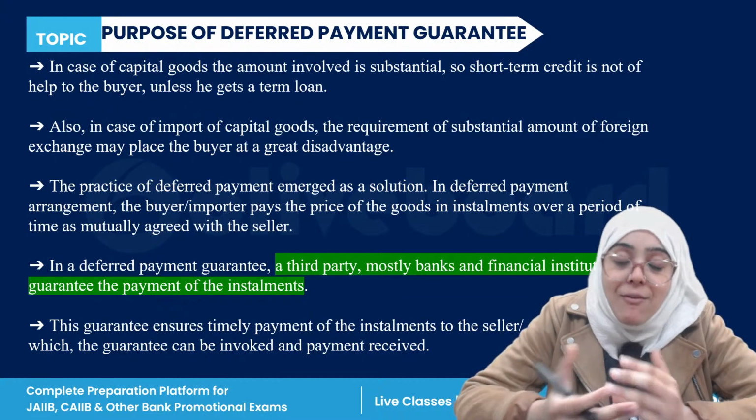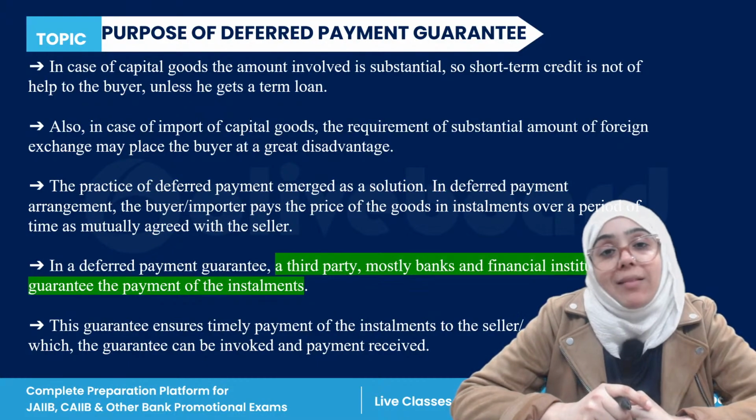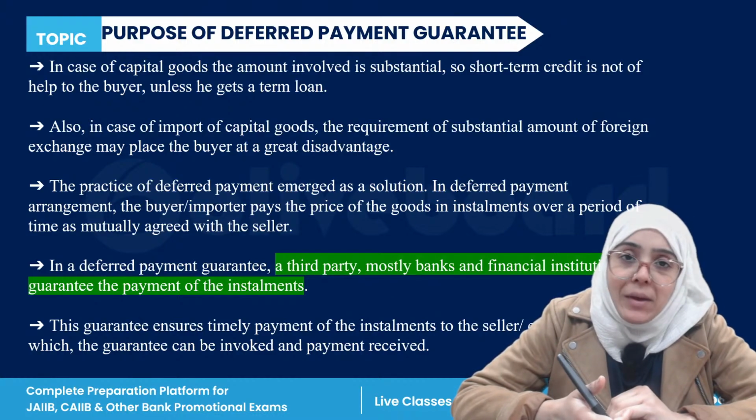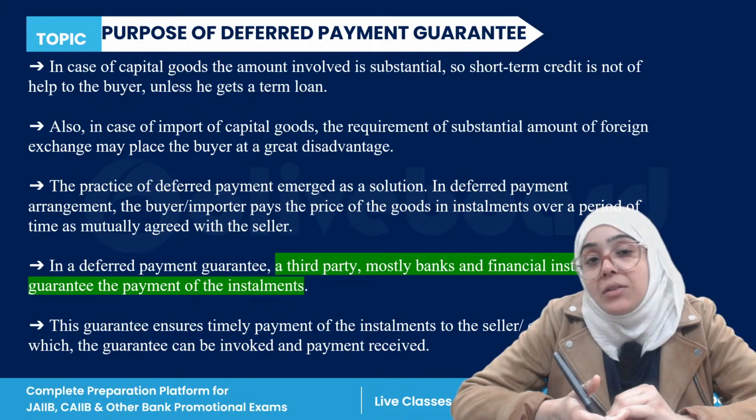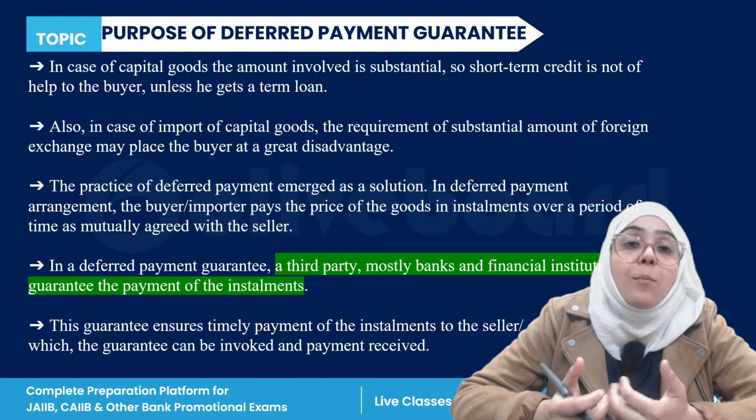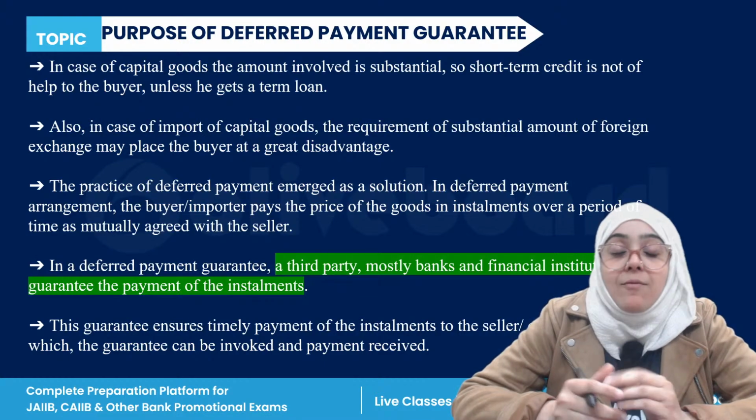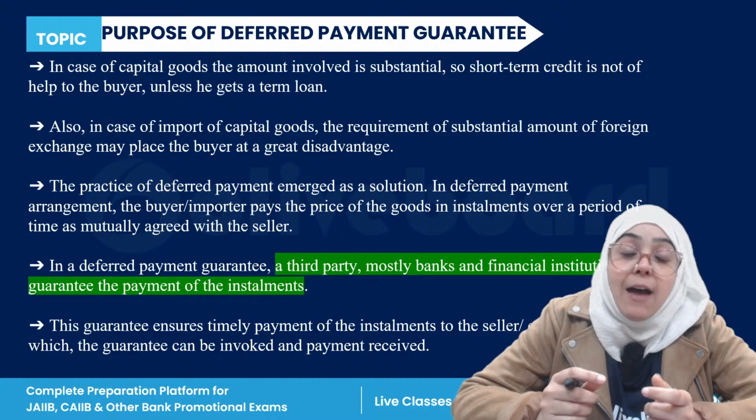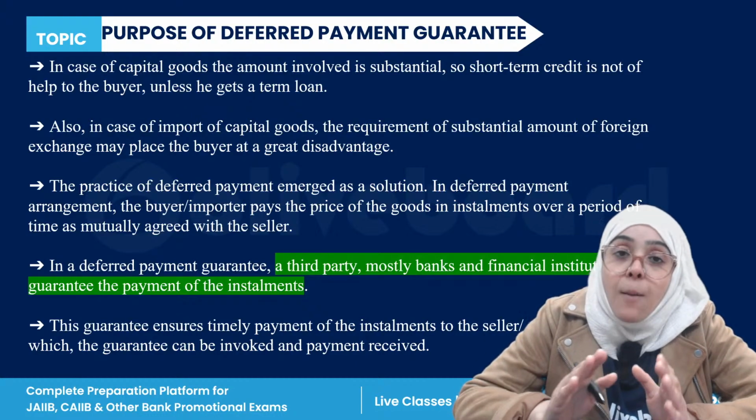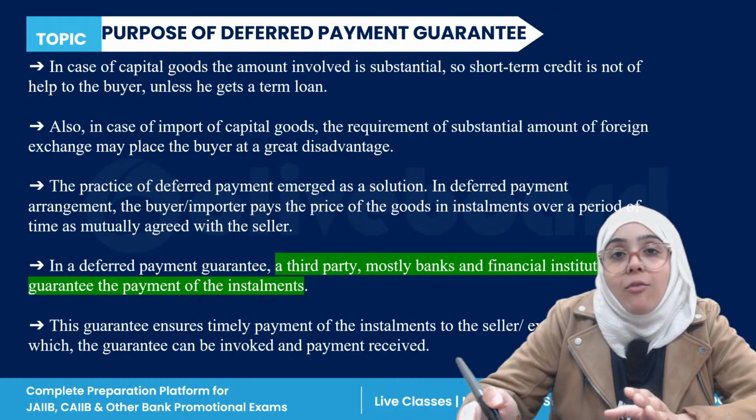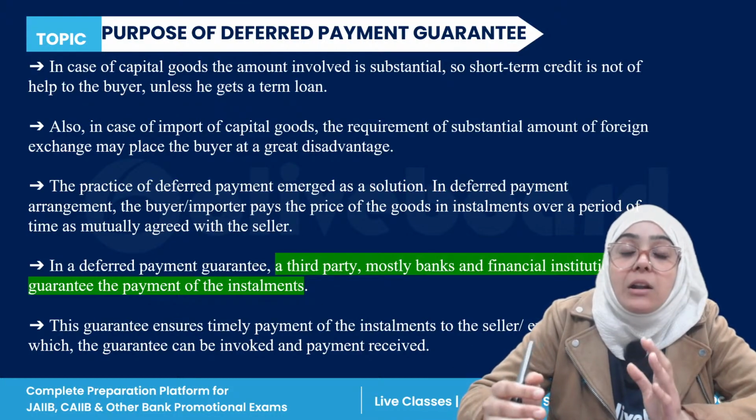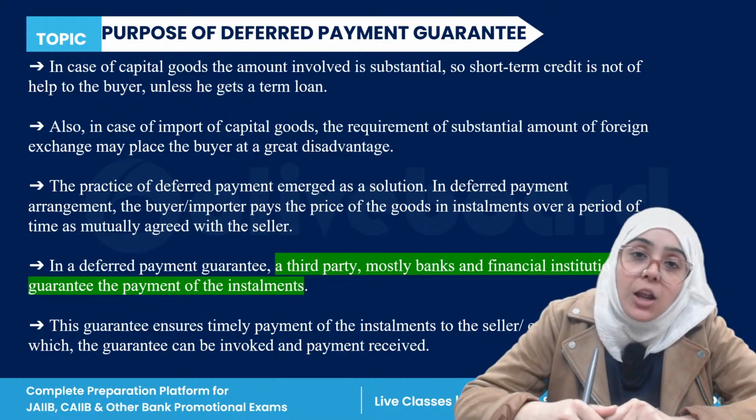For example, importing machinery from the USA. Now, from the USA, I'm importing some machinery. And in this case, my currency, the Indian rupee, depreciates more in terms of the dollar. When my currency depreciates, I have to pay more in terms of rupees for purchasing that particular machinery.